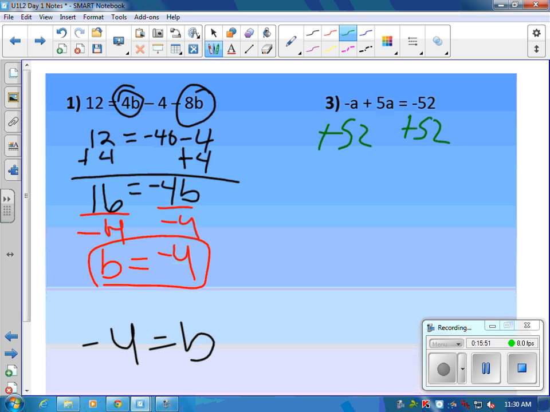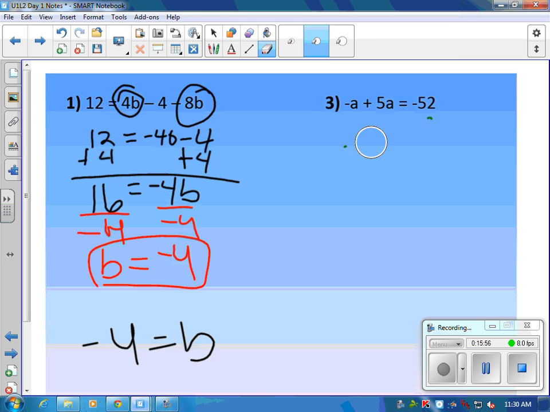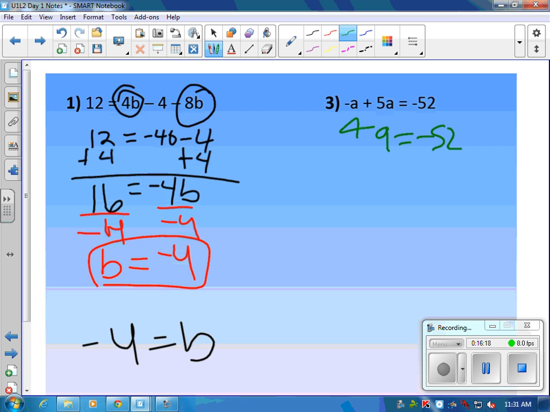Does that help me get the variable by itself? We want to completely simplify before we start solving. Dante, what can I simplify in that equation? All right, so what is negative 1a plus 5a? So we have to simplify by combining like terms. All right, that's the first step. Seth, go on up and finish our problem for us.